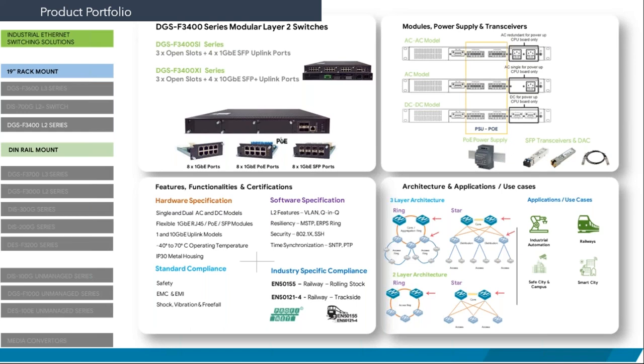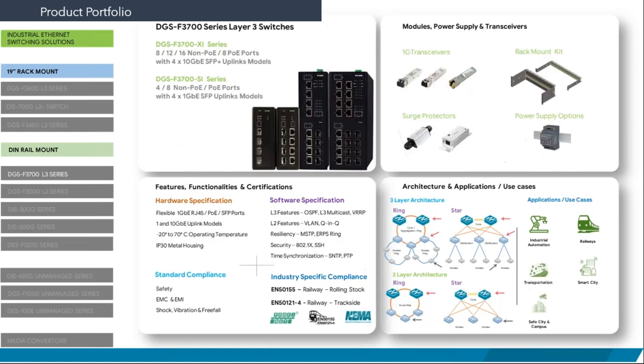These rack mountable switches also have an IP30 metal enclosure and support an operating temperature up to 70-75 degrees. In comparison, commercial switches support only up to 50 degrees. But these switches have higher temperature support, and we can deploy them in outdoor cabinets without any environmental temperature control. In that scenario, we can use these switches.